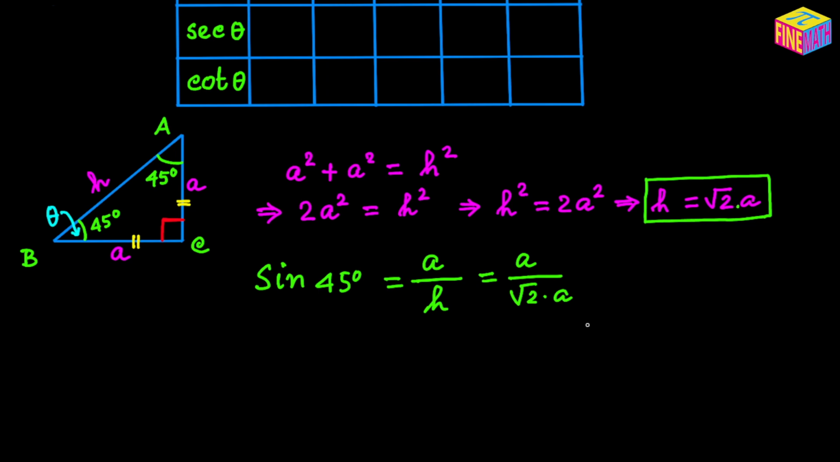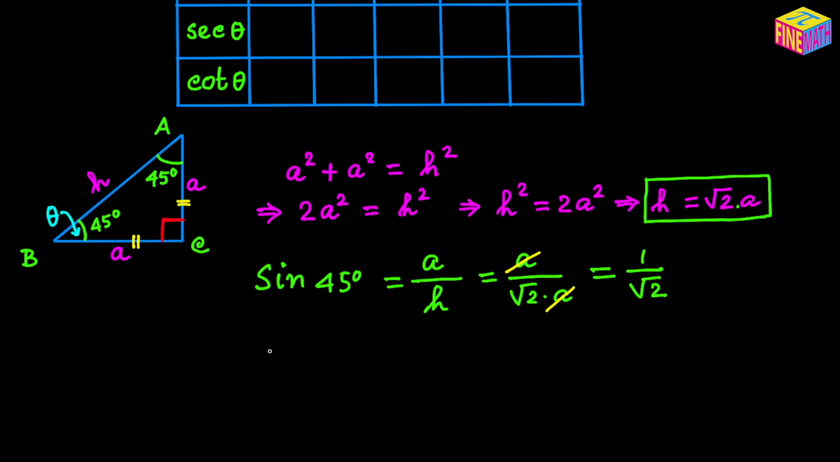So this is square root of 2 times A, and then you see that the A in the numerator and A in the denominator, they will cancel each other. So we are going to be left with 1 by square root of 2. So we have found the value of sine 45 degree, which comes out to be 1 divided by square root of 2. Now let's do cos 45 degree.